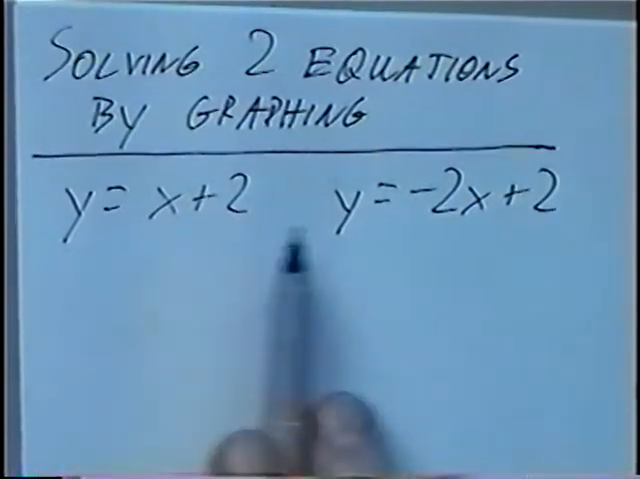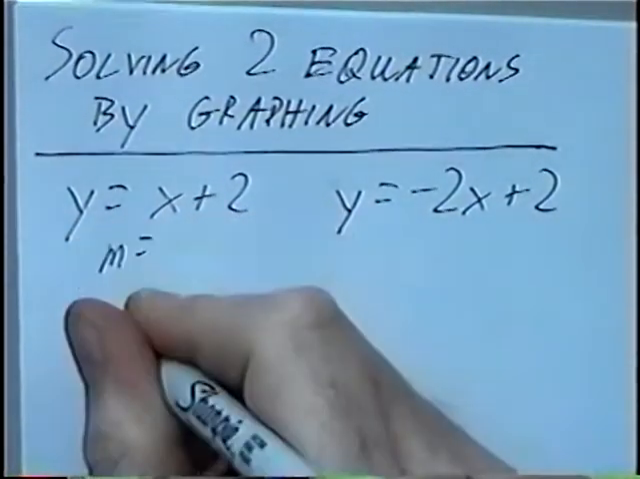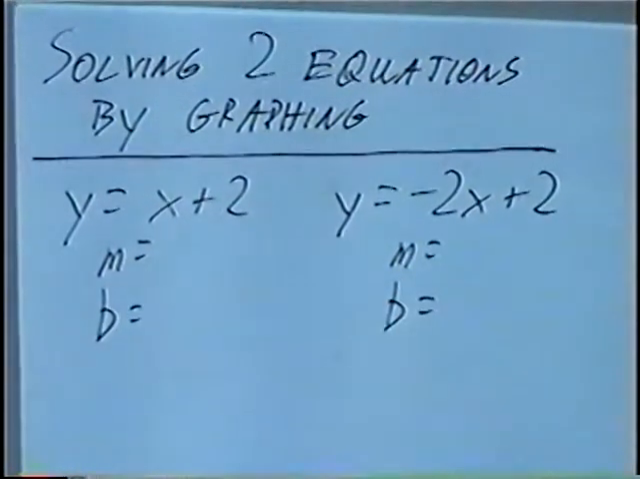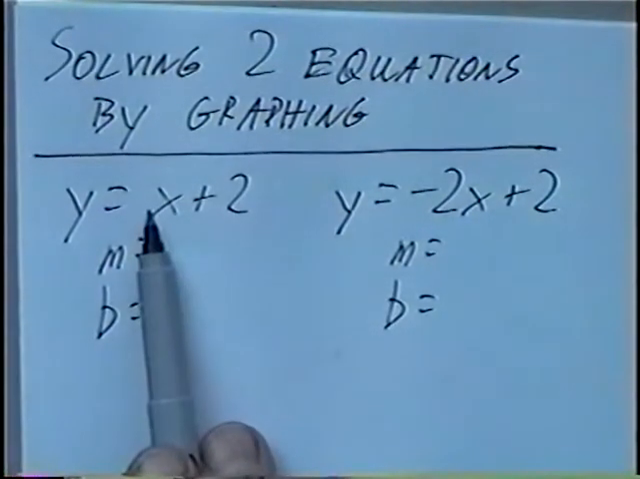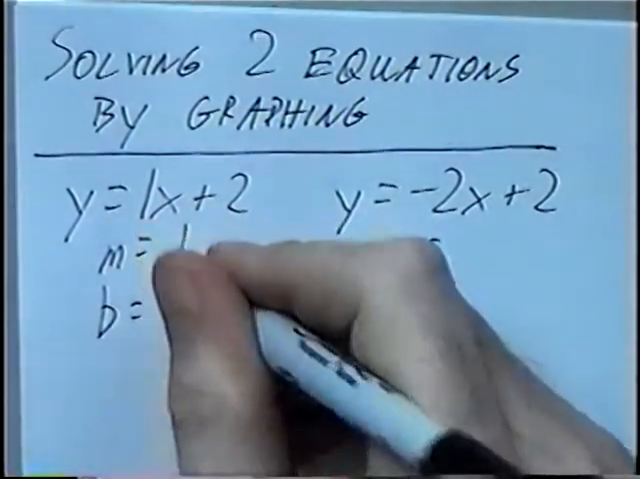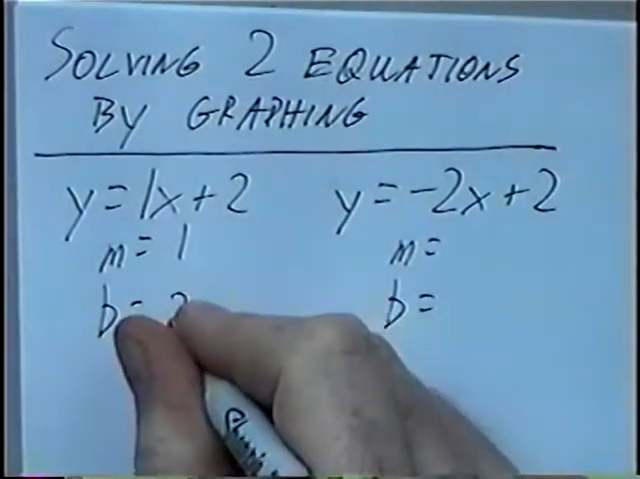Each of these equations is in slope-intercept form, or mx plus b form. So we can find m equals and b equals for each equation. First equation, m, the number in front of x, the slope. If there's no number in front of x, you can always put a 1, so the slope would be 1. b, the last number, would be positive 2.